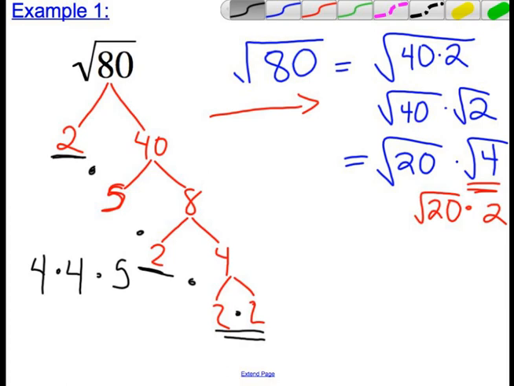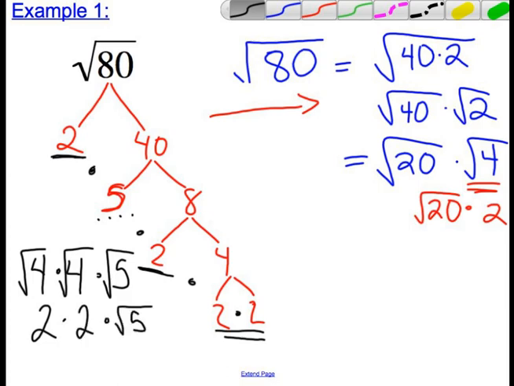That's the 5 here. And the 4s are nice because when I add the square roots back in, remember we're taking the square root of 80, I know the square root of 4 is 2. And I know the next square root of 4 is also 2, times 5. So the answer is 4 times square root of 5. And we just write that as 4 square root of 5. We don't actually write the multiplication symbol. This is the simplified answer for the square root of 80.